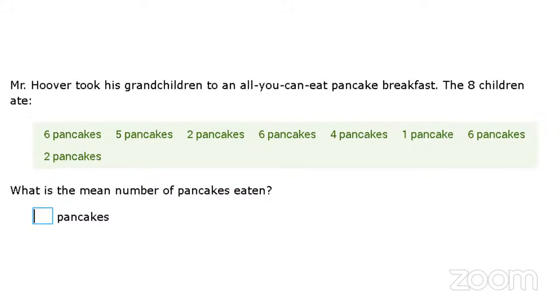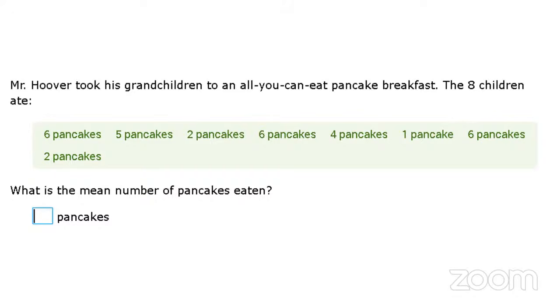Mr. Hoover took his children to an all-you-can-eat pancake breakfast. That sounds like fun. If you like pancakes, you must like this kind of breakfast. The 8 children ate: one ate 6 pancakes, one ate 5 pancakes, one 2 pancakes, one 6 pancakes again, 4 pancakes, 1 pancake, 6 pancakes, and 2 pancakes. What is the mean number of pancakes eaten?